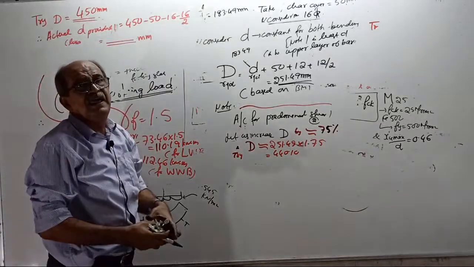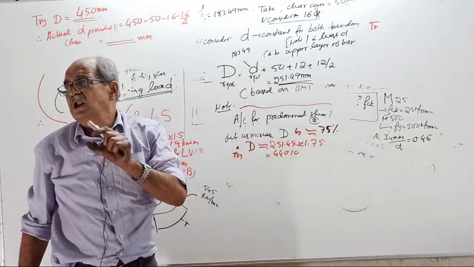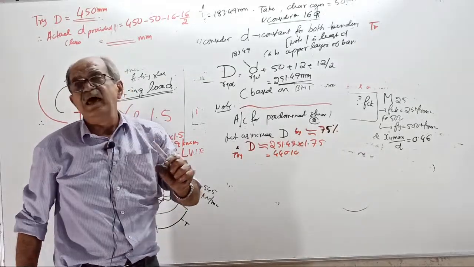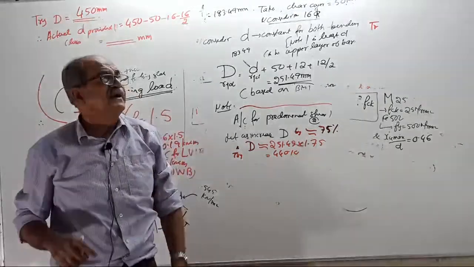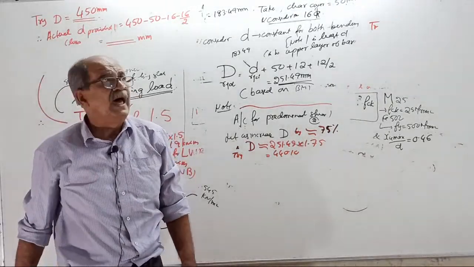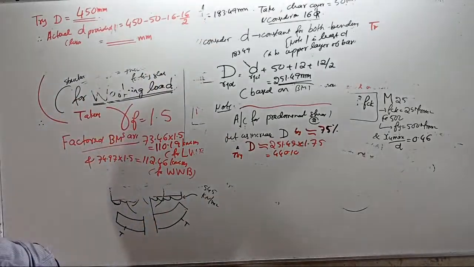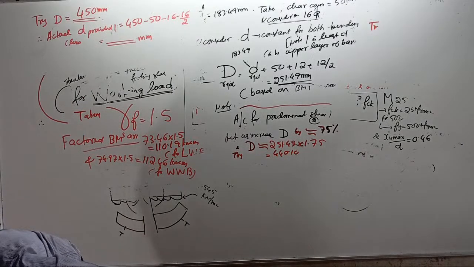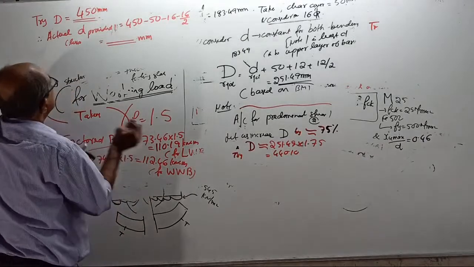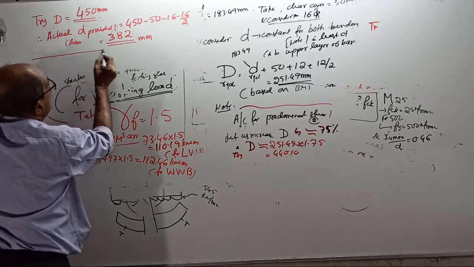If you know small d and want capital D, you keep on adding cover, one full dia and half dia. Whereas once you decide capital D, if you want to find the real small d, from the capital D subtract cover, subtract dia and subtract half the dia. Answer. Actual D provided: 382 millimeter. Okay, now one note you have to write.